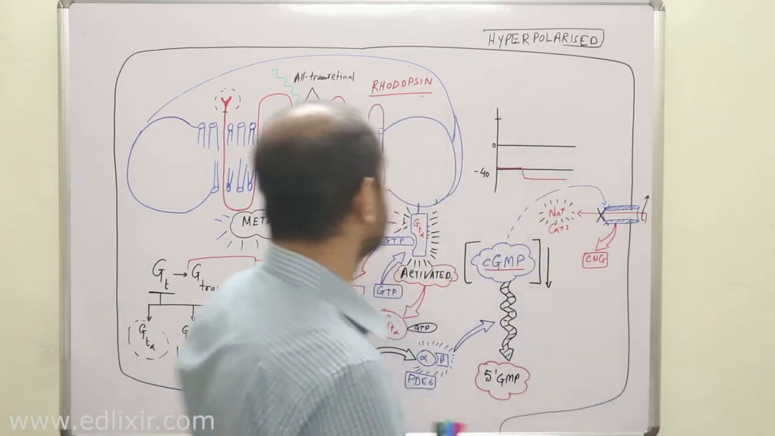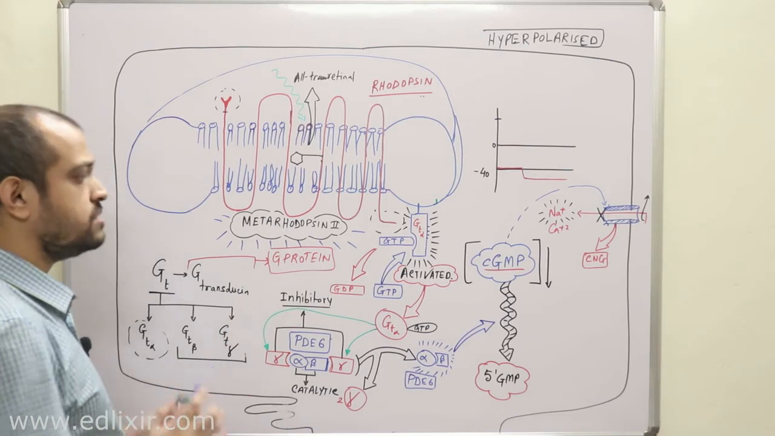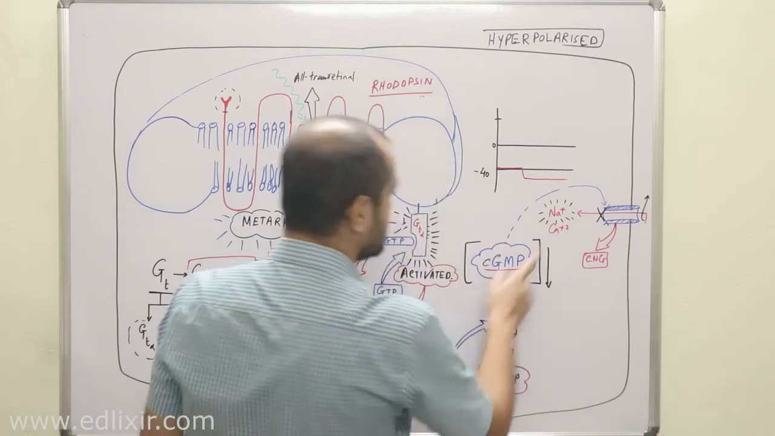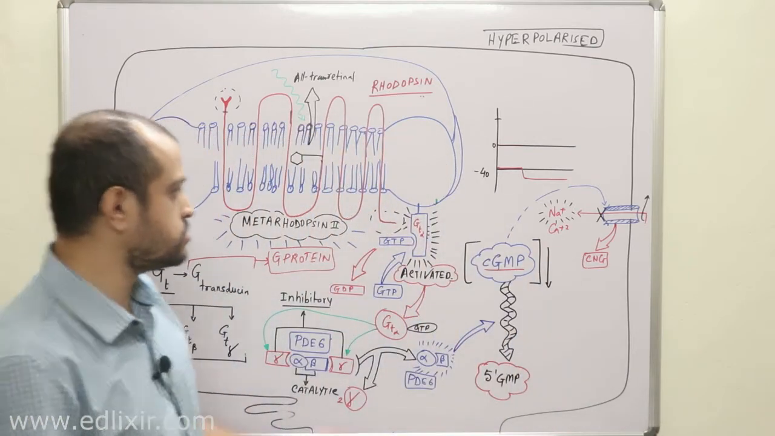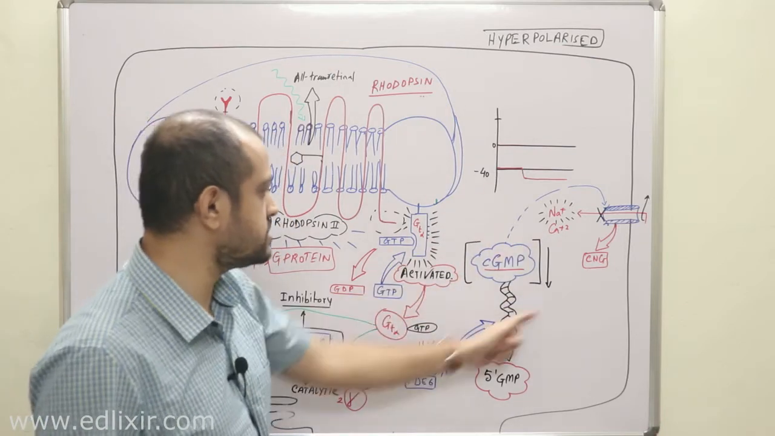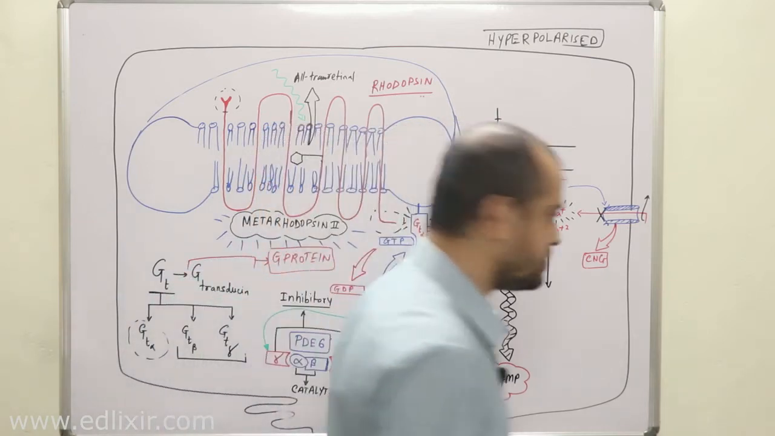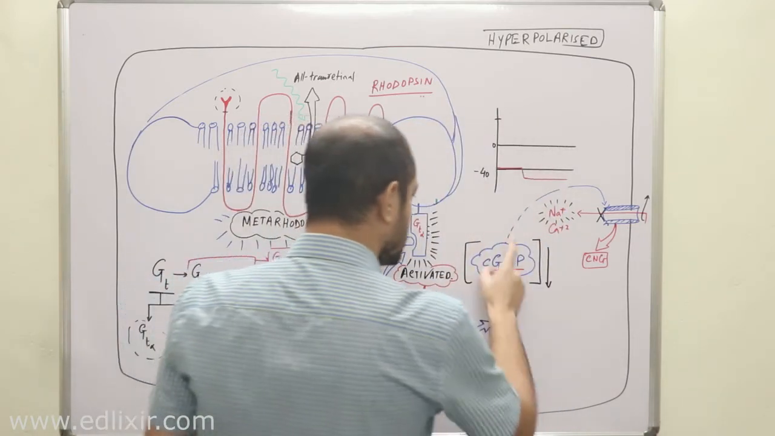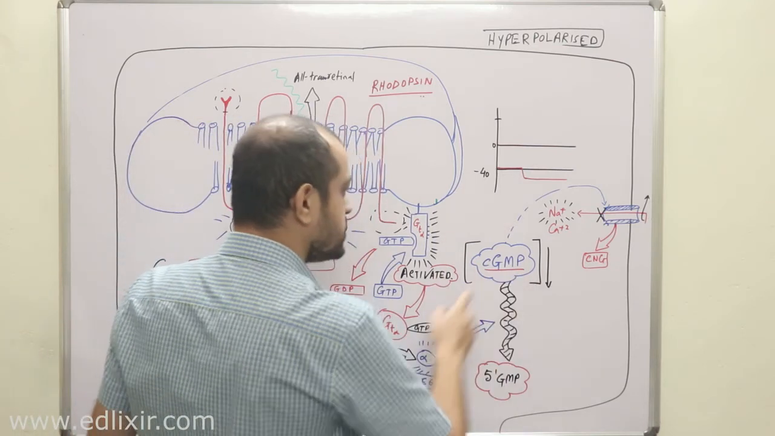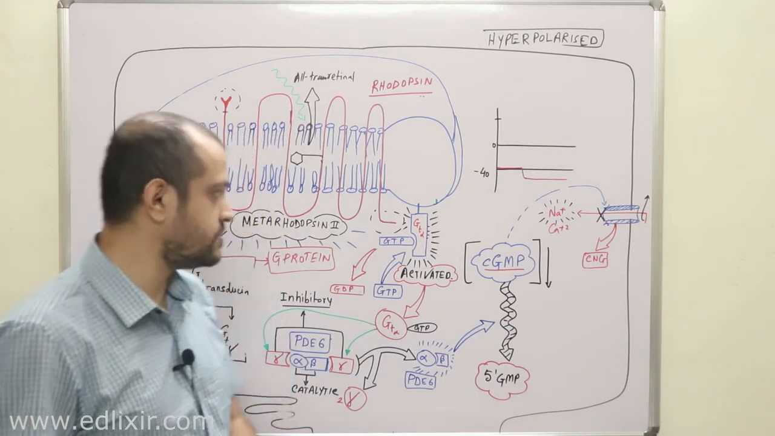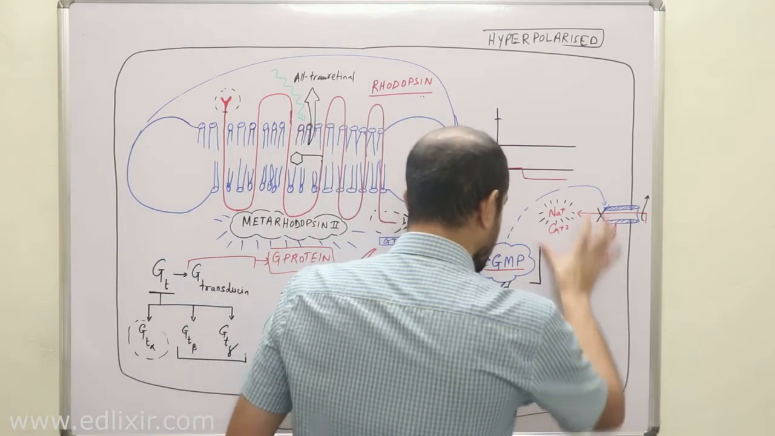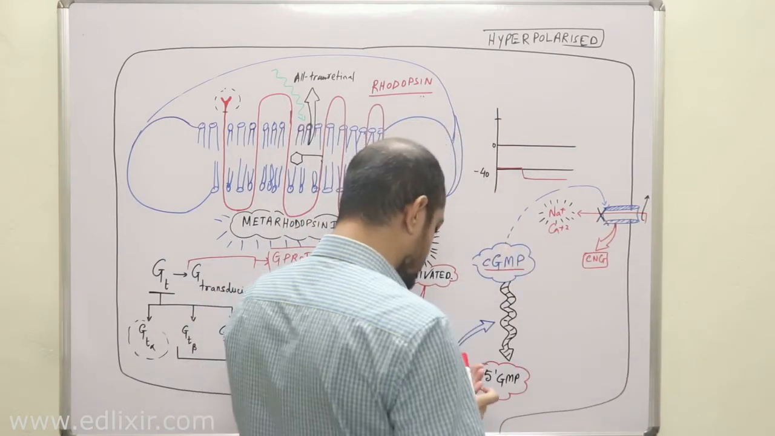Now, another important question is this: who was actually producing this cyclic GMP? The first question you should ask, after this whole pandemonium has been set, is who was actually producing this cyclic GMP? A very interesting part you need to understand here is that this cyclic GMP was actually produced by an enzyme.